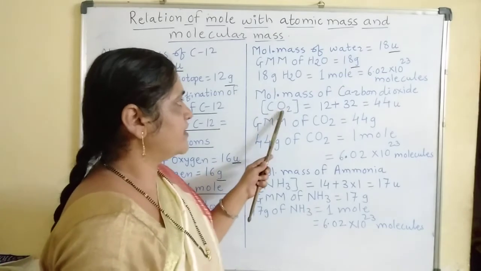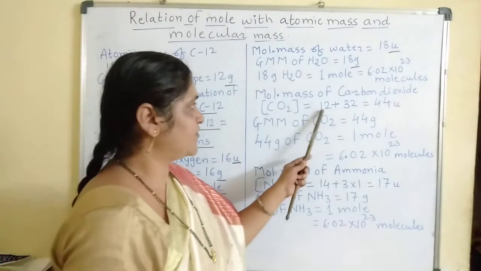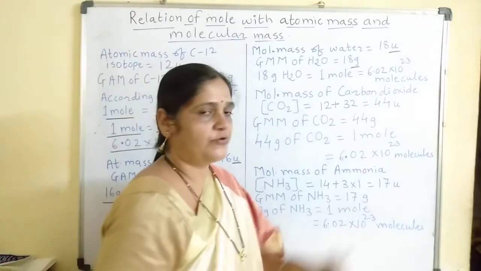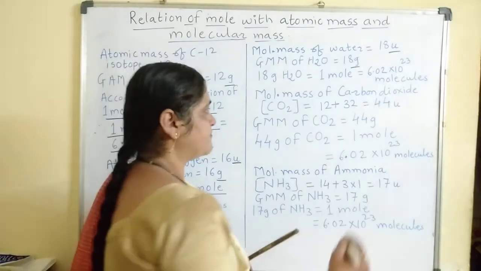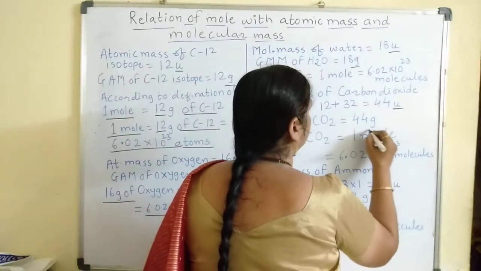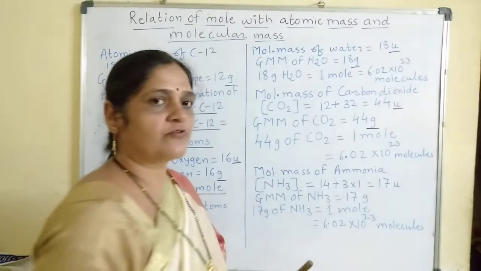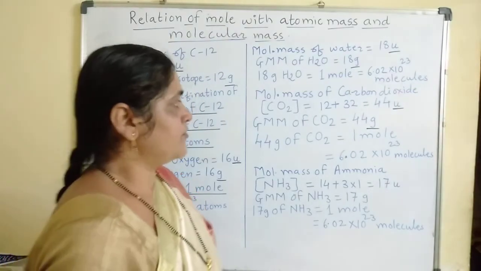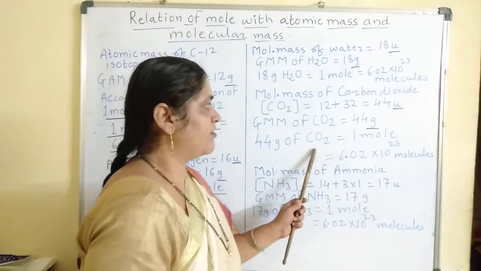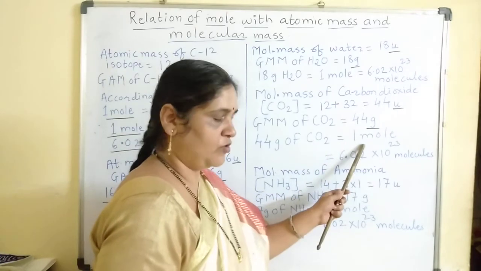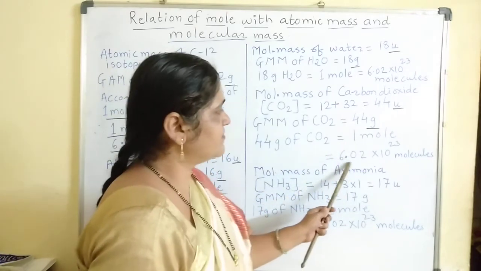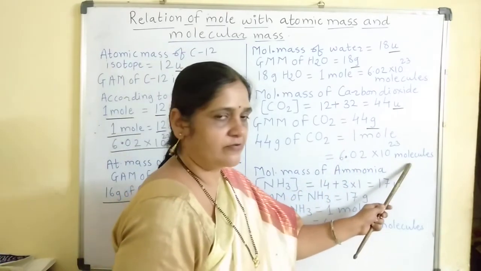The molecular mass of carbon dioxide: here 1 carbon and 2 oxygen atoms are present, so 12 plus 32 is equal to 44 u. When we express it in grams, the gram molecular mass of carbon dioxide is 44 gram. So 44 gram of carbon dioxide is equal to 1 mole and is equal to 6.02 × 10^23 molecules.